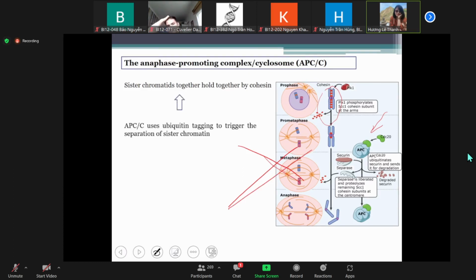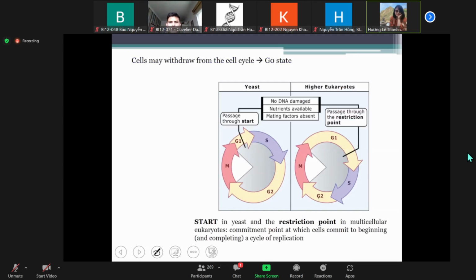And also, for this, I told you before, some of the cells can withdraw from the cell cycle to go to the G0 state. We have examples of the neuron cells. We have examples of some heart cells, and also the multinucleated muscle cells.